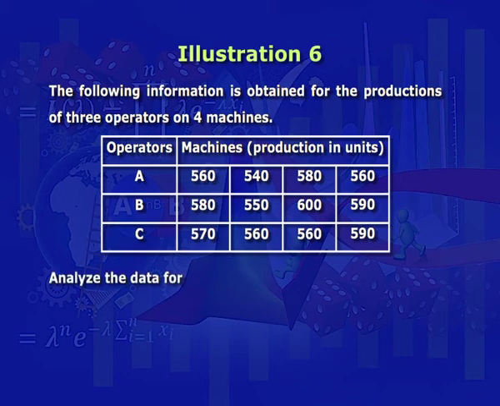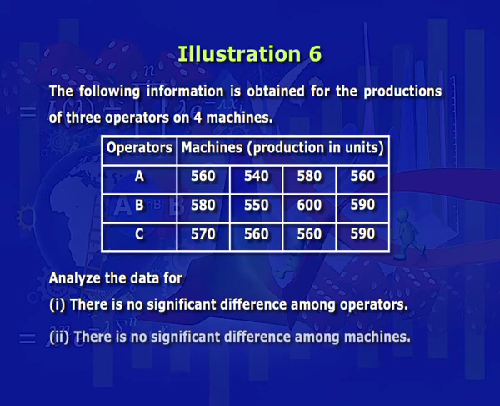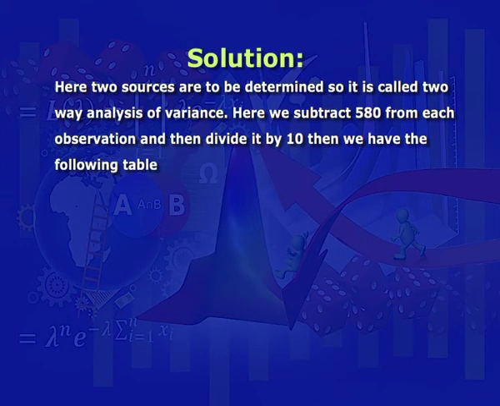Analyze the data for: number 1, there is no significant difference among operators. Second, there is no significant difference among machines. Let us see the solution. Here two sources are to be determined, so it is called two-way analysis of variance.